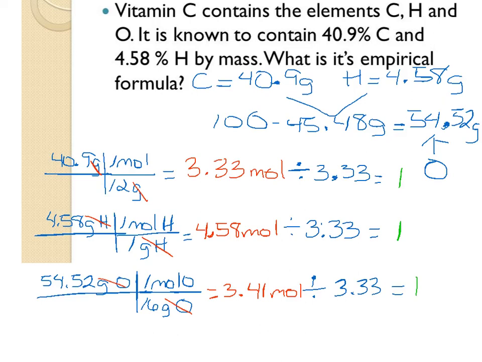Now that we've done that, remember these are going to be our subscripts for our empirical formula. So that means our ratio would be 1 carbon to 1 hydrogen to 1 oxygen. So if we know that, we can write our empirical formula as CHO. Remember, we don't write ones in chemistry, so that's why there are no subscripts for that one.